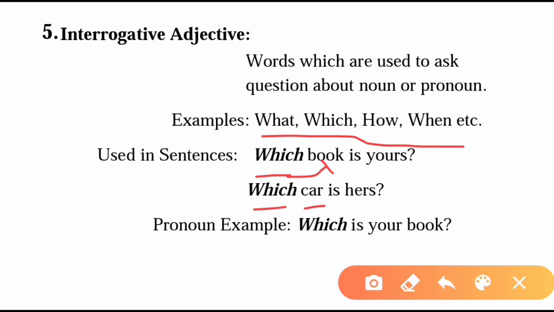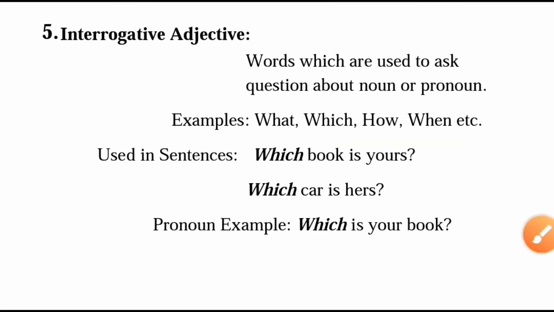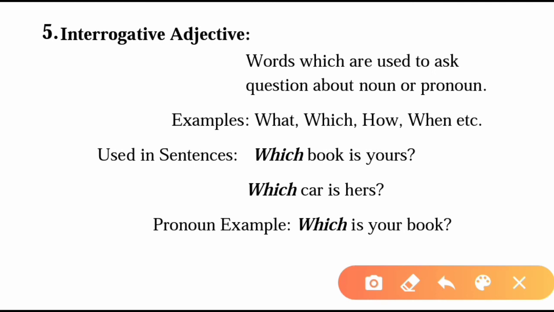So now what is the difference between interrogative adjective and interrogative pronoun? You can see the example: which is your book? So this is the difference. When you're talking about a pronoun, you are using which alone, and when you're talking about an adjective, you are using a noun after the adjective. So don't get confused between interrogative adjective and interrogative pronoun.